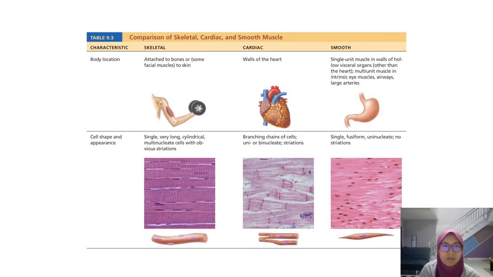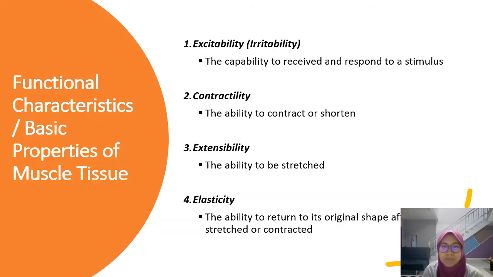Okay, these are examples of the skeletal, cardiac and smooth muscle. You can see the location and also the shape and appearance. Okay, there are 4 functional characteristics. Characteristic means ciri-ciri of the muscle.